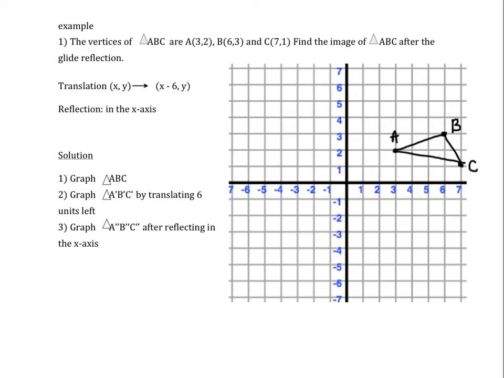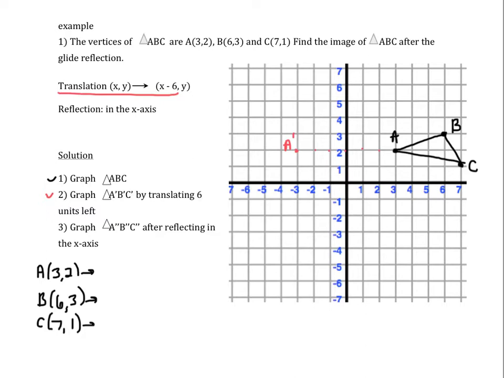Okay, so this is our pre-image, triangle ABC, and again we're going to do the translation first. Now I'm going to list the points out for you so you can see what happens as we go through both of these transformations. Okay, if we take a look at the steps to the solution, we've already done step 1 where we graph triangle ABC. Next we're going to graph triangle A prime, B prime, C prime by translating 6 units to the left. So take point A and count 6 to the left. And that's where A prime will go.